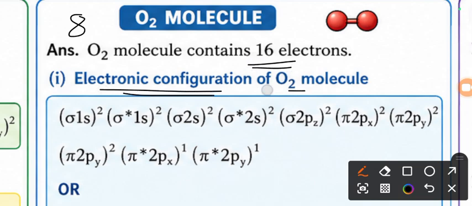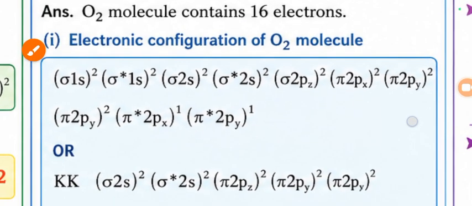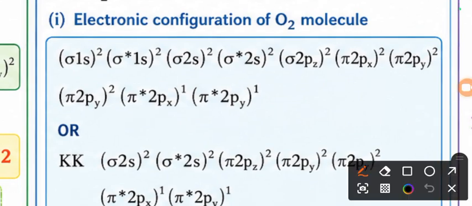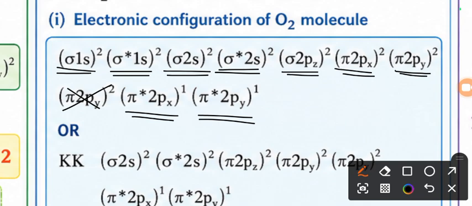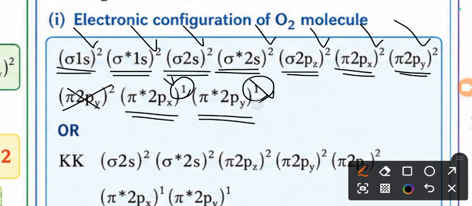Let us see the electronic configuration of oxygen molecule, O2 molecule. It is sigma 1s2, sigma star 1s2, sigma 2s2, sigma star 2s2, sigma 2px2, pi 2px2, pi 2py2, pi star 2px1, pi star 2py1. So in total there are 16 electrons: 2, 4, 6, 8, 10, 12, 14, 15 and 16. So we can find two unpaired electrons. Because of the presence of unpaired electrons, it will be attracted to the magnet.